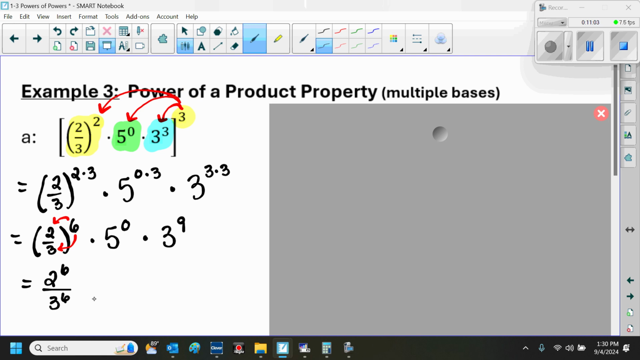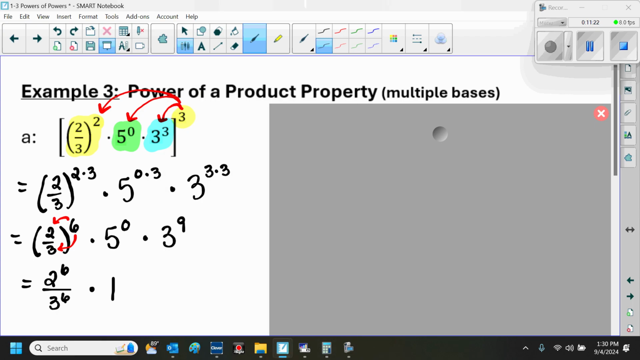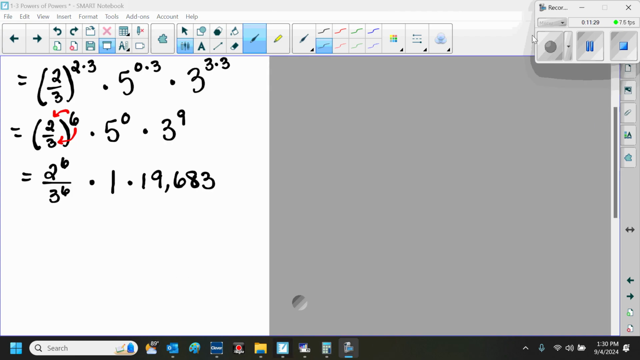Okay? Times 5 to the 0 is 1. And 3 raised to the 9th power, let's put that in the calculator. 3 raised to the 9th power, 19,683. Okay? All right, so now we're going to do this fraction.